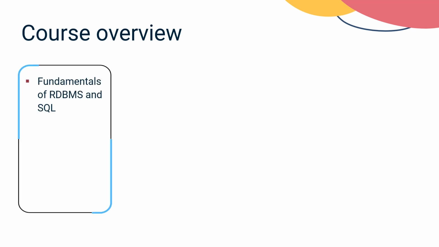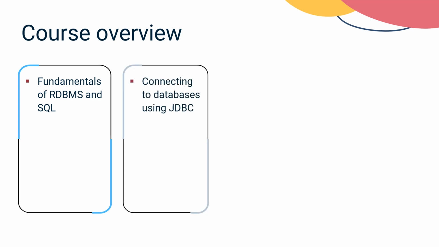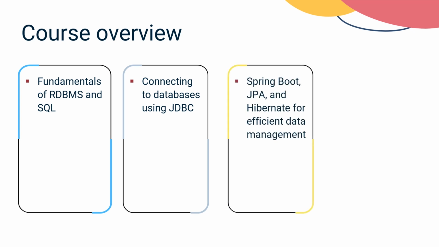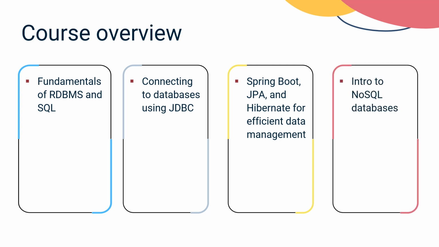You'll start with the fundamentals of relational databases and SQL. Learn how to connect to databases using JDBC, and explore advanced topics such as Spring Boot, JPA, and Hibernate for efficient data management. Later in the course, you'll be introduced to NoSQL databases, such as MongoDB, InfluxDB, and Neo4j. By the end of this course, you'll have the expertise to develop Java applications that interact with different types of databases, optimize data access, and ensure scalability.